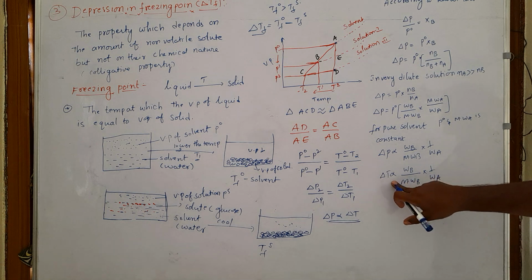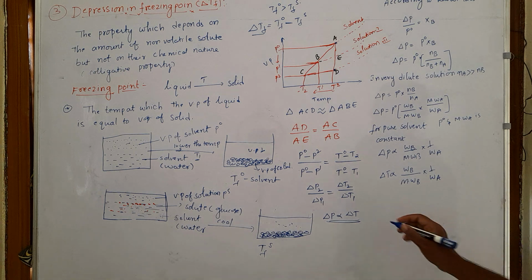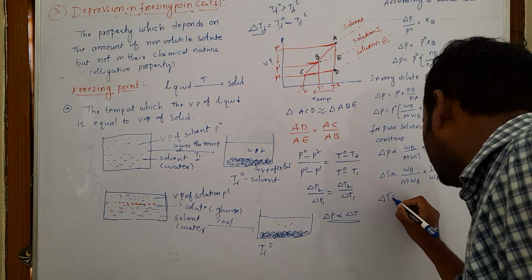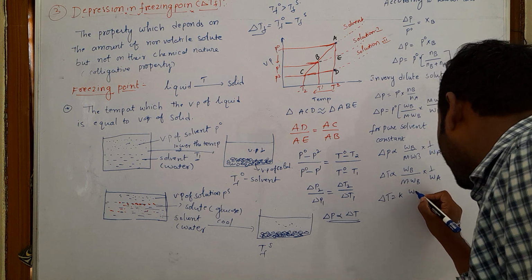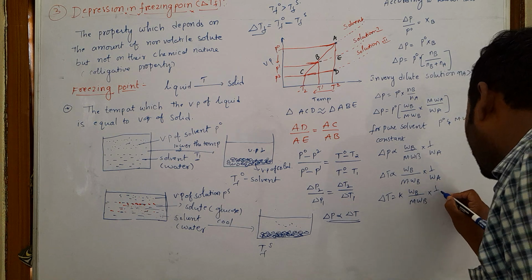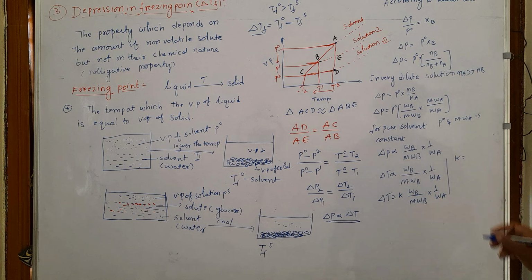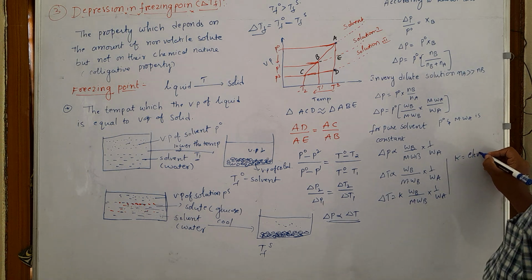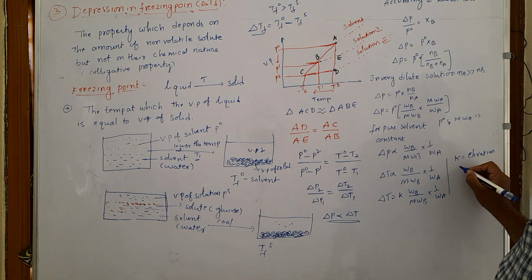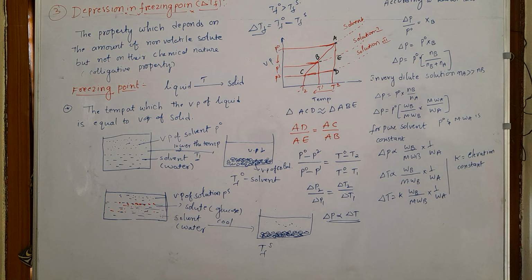To remove this proportionality, we are going to keep a constant, that is delta T is equal to K into weight of B by molecular weight of B into 1 by weight of A, where K is called the elevation constant. So let us consider this as equation 1.